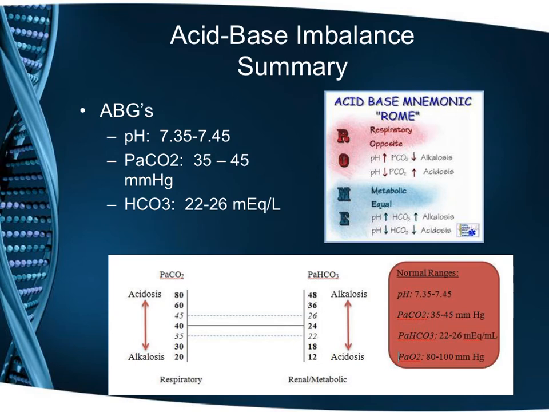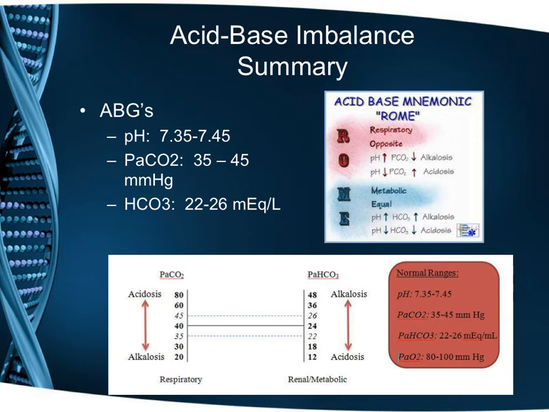In summary, when looking at ABGs, you first look at the pH. A normal pH is 7.35 to 7.45. If it is less than 7.35, it is considered acidotic. If it is greater than 7.45, it is considered alkalotic. The pressure of carbon dioxide, the normal range is 35 to 45 millimeters of mercury. And the bicarb, HCO3, the normal range is 22 to 26 milliequivalents per liter.